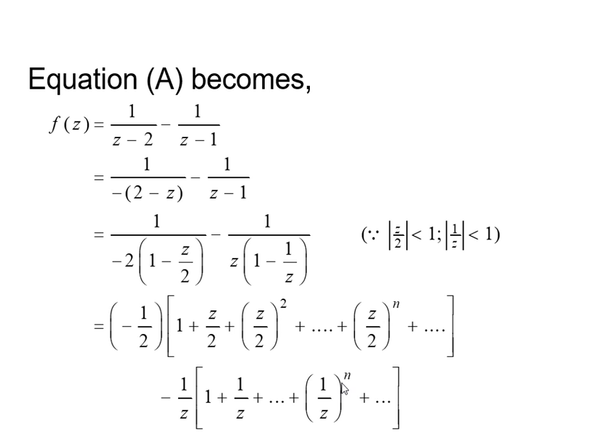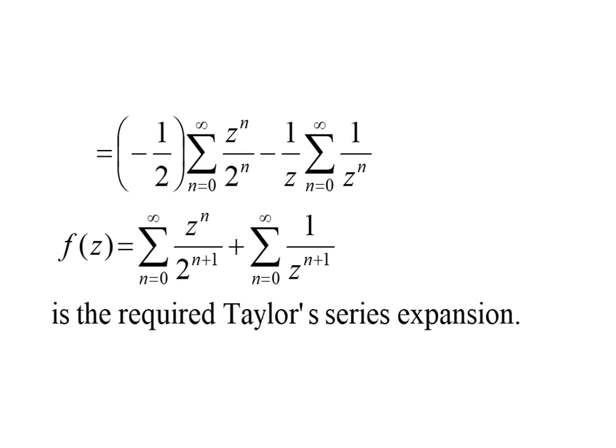So the final answer is minus 1 by 2 sigma n equal to 0 to infinity z by 2 to the n, minus 1 by z sigma n equal to 0 to infinity 1 by z to the n. Multiplying 2 into the term gives z by 2 to the n plus 1, multiplying z into the term gives 1 by z to the n plus 1. The minus is common, taken outside. Then sigma n equal to 0 to infinity z by 2 to the n plus 1 plus 1 by z to the n plus 1. So one term is in the numerator, a positive power, and one is in the denominator, a negative power.